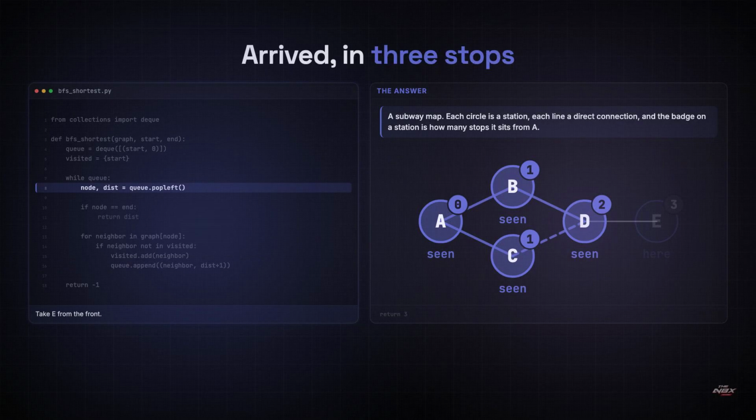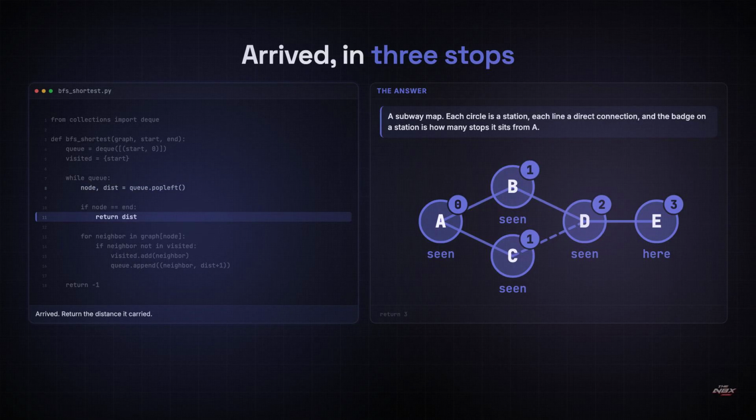E comes off the front 3 stops out. Every station nearer than 3 has already been taken off and dealt with, so when we ask whether E is our destination, and it is, we return the distance it carried, 3. We compared no routes at all, because the first arrival is the shortest arrival.